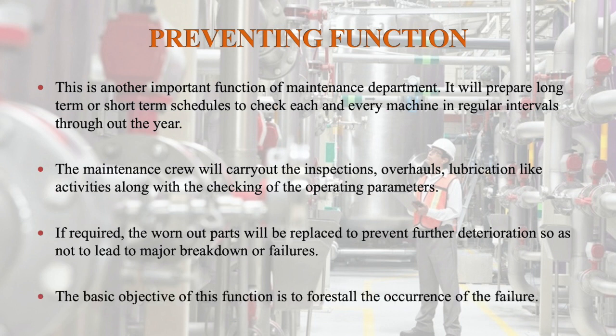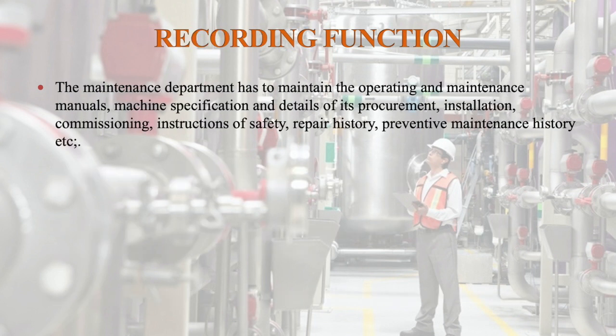The basic objective of this function is to forestall the occurrence of the failure. Then another function is recording function. The maintenance department has to maintain the operating and maintenance manuals, machine specifications and details of its procurement, installation, commissioning, instructions of safety, repair history, preventive maintenance history, etc.